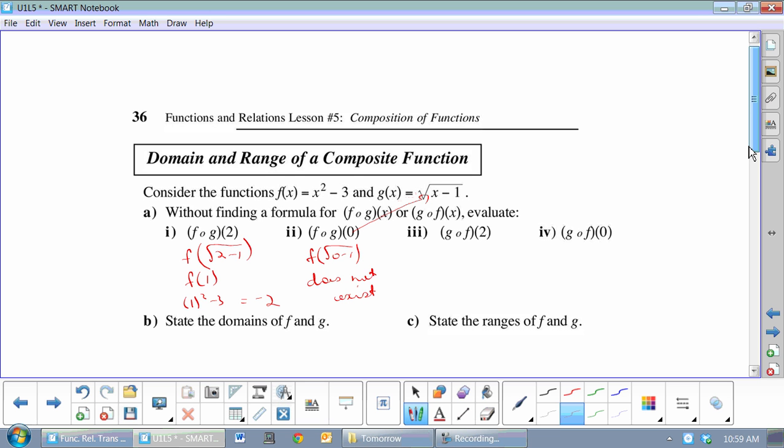Okay, g of f of 2. So we're switching the order a bit. Now we're putting 2 into f. So this is g of 2 squared minus 3. So that would be g of 1.